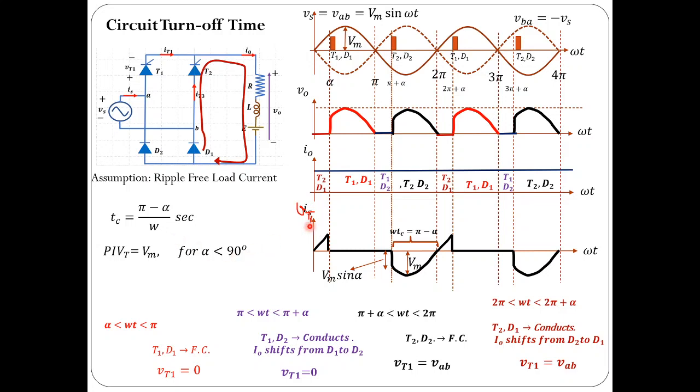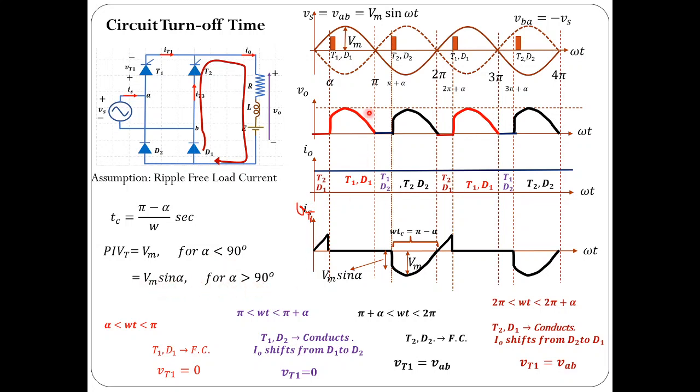Of course, I have considered the voltage across thyristor 1 only. Even if you consider the voltage across thyristor 2, you will have a similar voltage wave shape with some time shift. So the circuit turn-off time and peak inverse voltage are going to be the same. In fact, both are the same for all thyristors. So the peak inverse voltage would be Vm for alpha less than 90, and for alpha greater than 90 it is going to be Vm sin alpha.